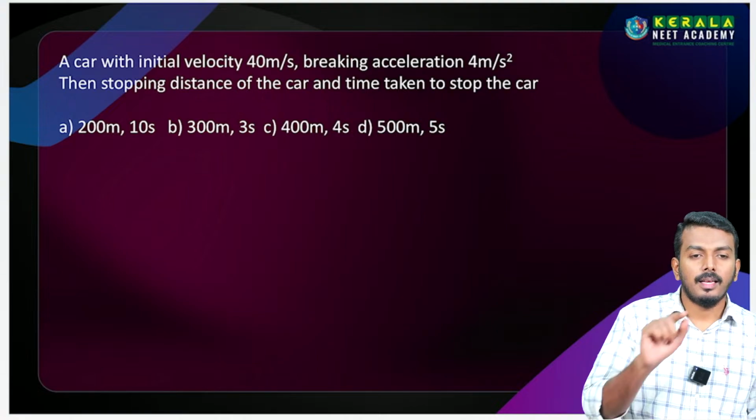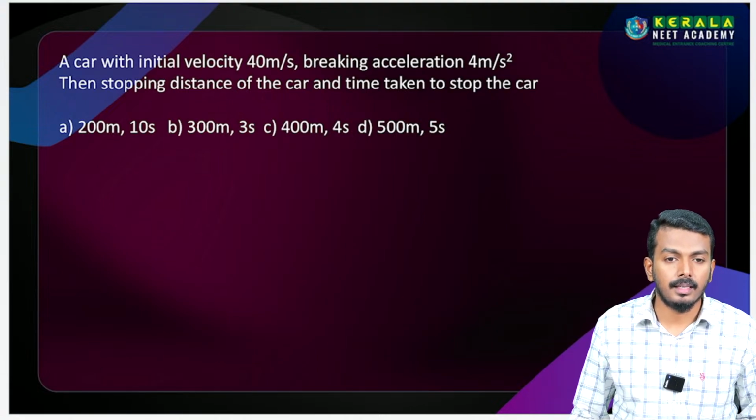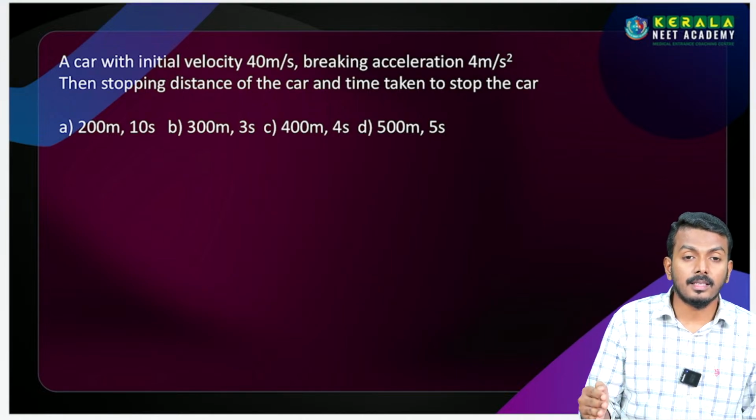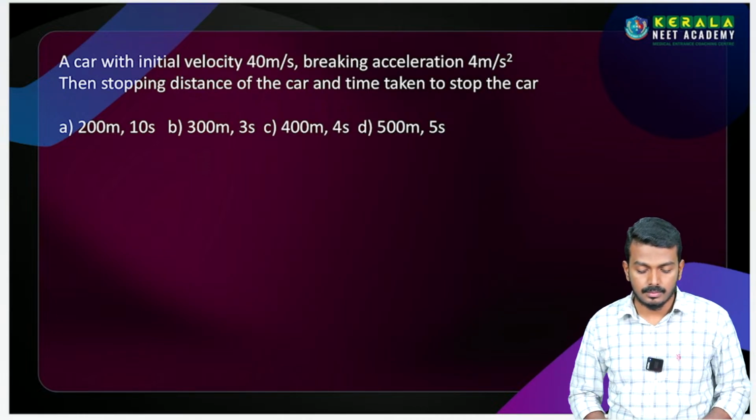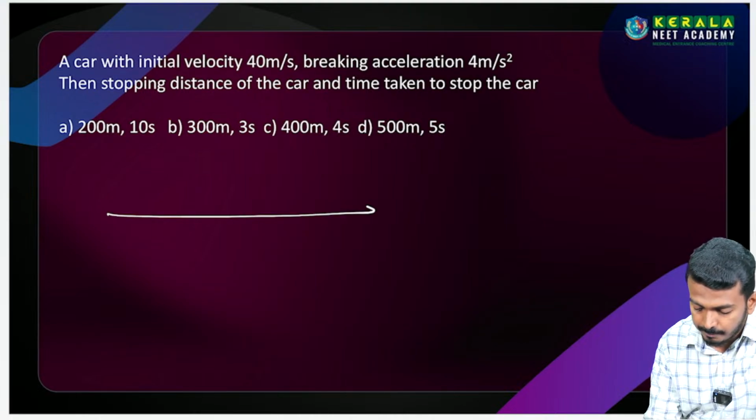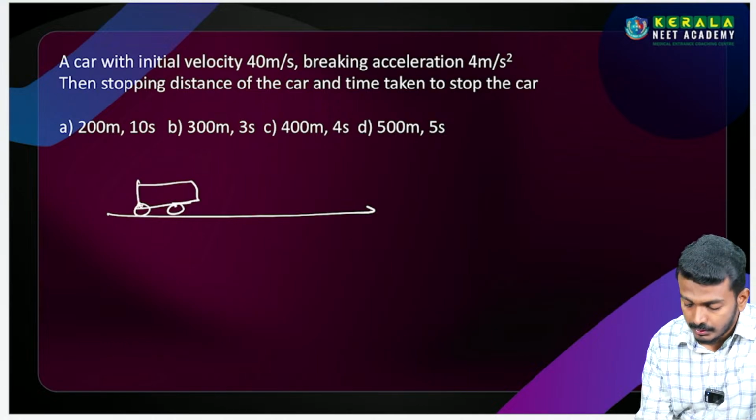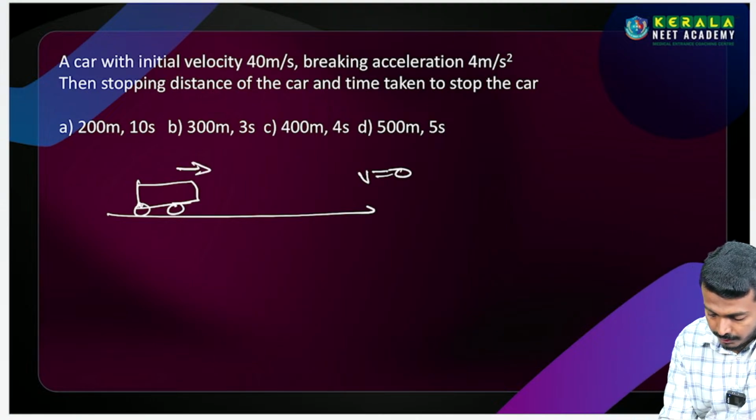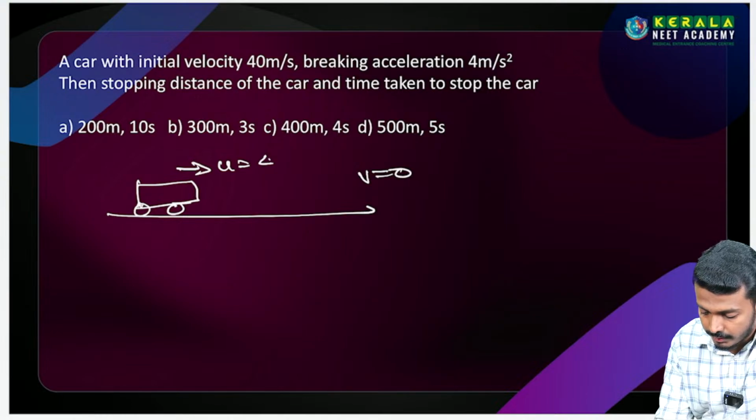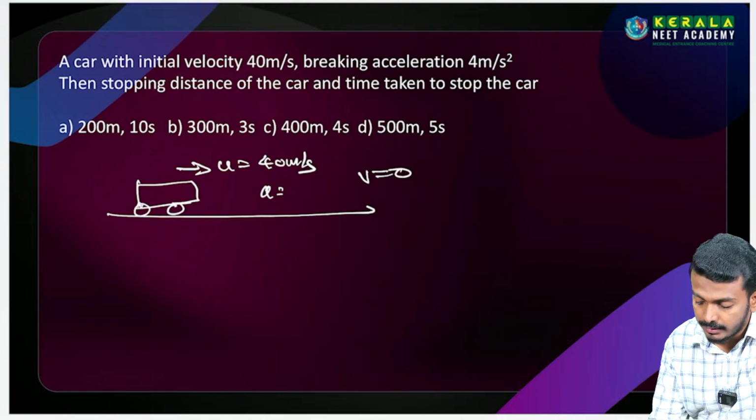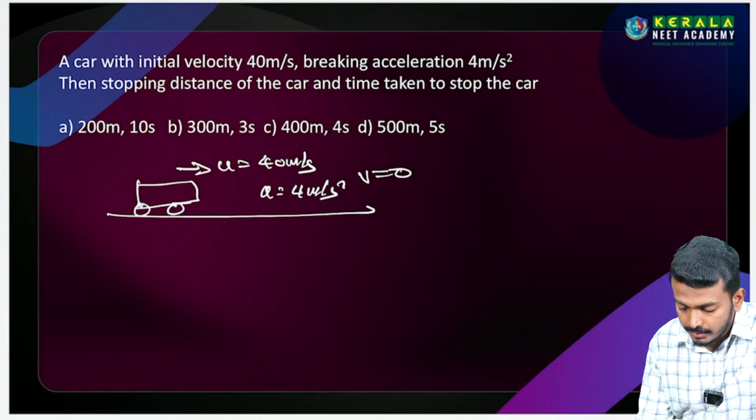What is given in the question? A car with initial velocity 40 meter per second. Braking acceleration of the car is equal to 4 meter per second square. Then find the stopping distance of the car and the time taken to stop the car. Listen. This is the car. Stopping distance means, what is the final velocity of the car? 0. But the vehicle is moving with the initial velocity. What is the velocity? 40 meter per second. And it has a retardation. What is the retardation of the car? 4 meter per second square.